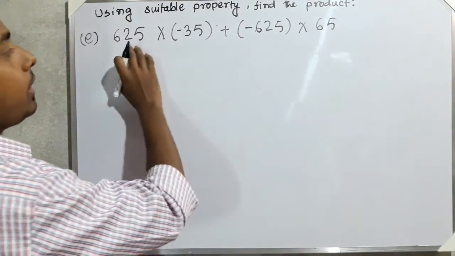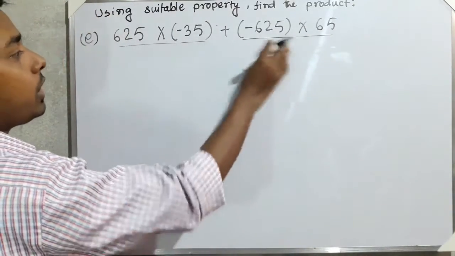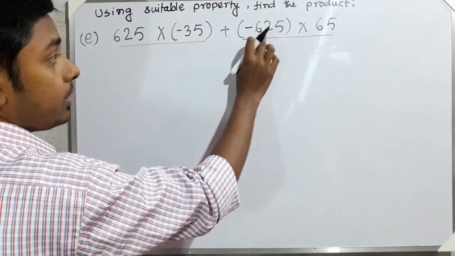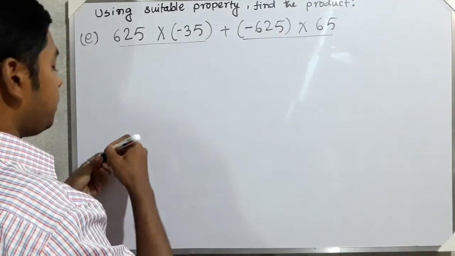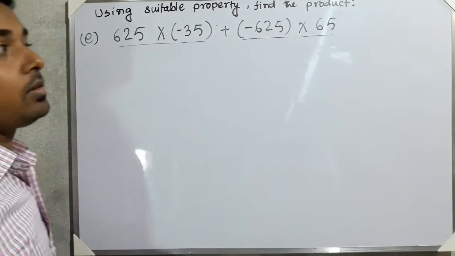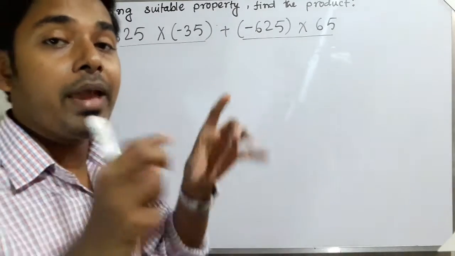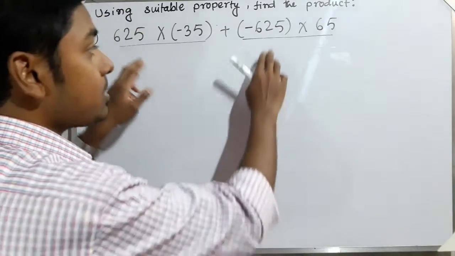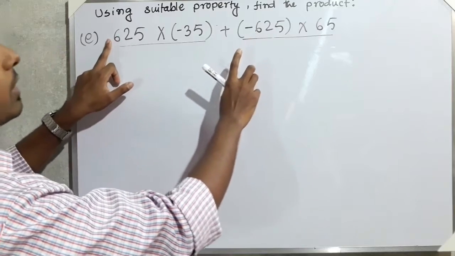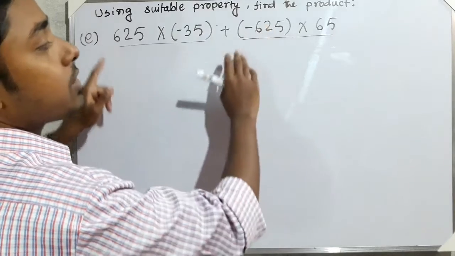Here you can see in both terms there is a common term, 625. But here it is 625 minus and here 625 plus, so they are still not common terms. We have to make them common. These terms are not the same, because before this term there is a minus sign and before this term there is a plus sign. So first of all we have to make the signs the same.